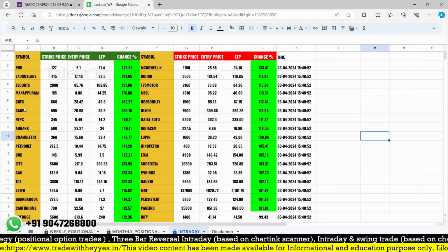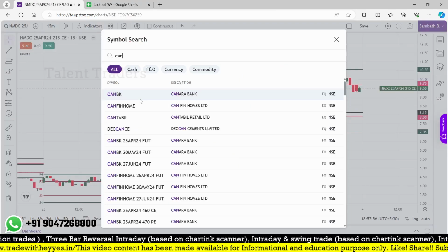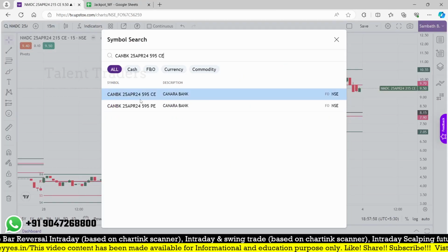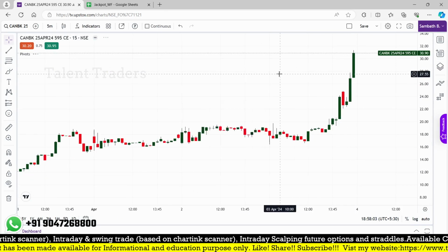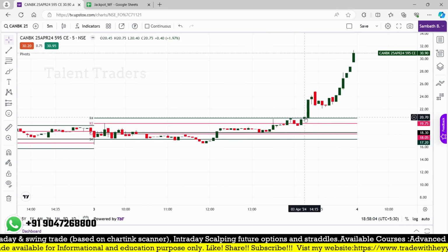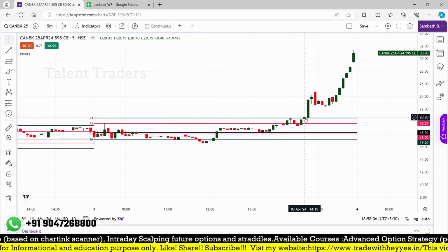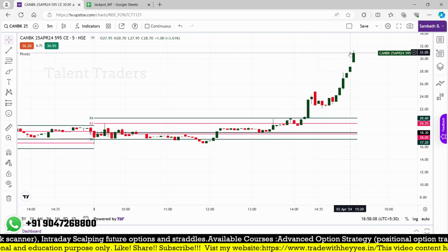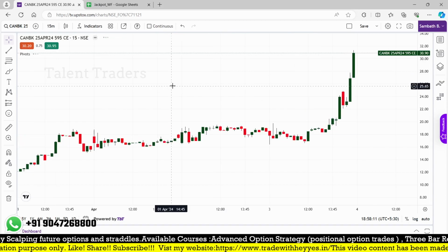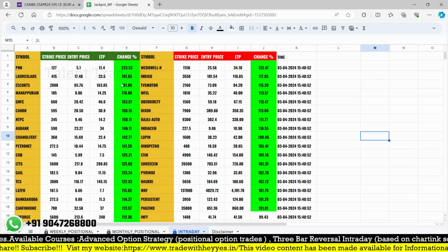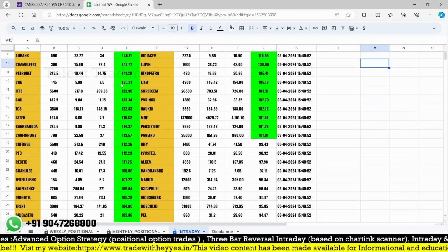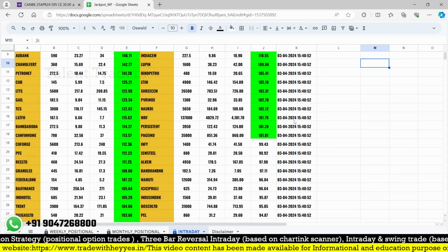Something like Canara Bank 595. Let me check the Canara Bank 595 call option. You can see what was happening by the closing hours. Our breakout point is triggered at 2:15, from 20 rupees and it went to 30 rupees. If you are tracking this, I'm not suggesting that the 2:15 time frame is good for an intraday opportunity. So at least until 12:30 you can focus on fresh opportunities.